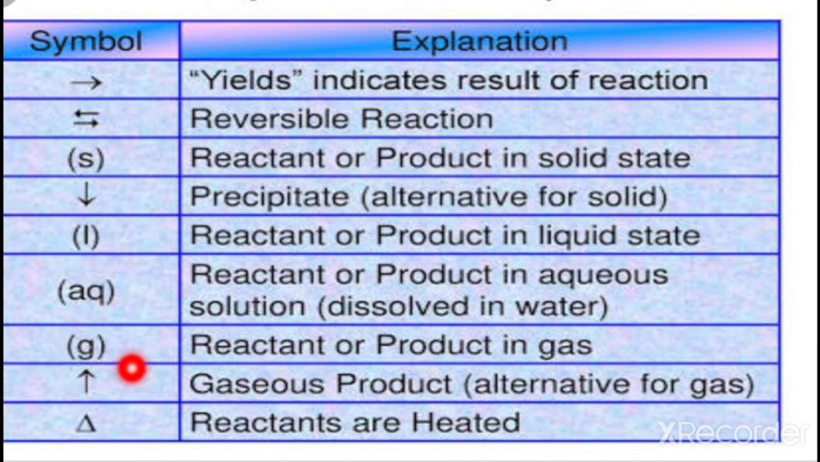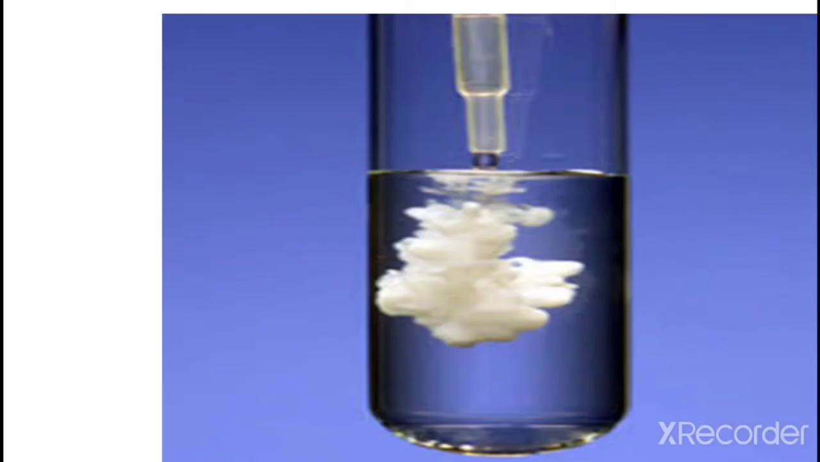And the triangle, as we already said, represents heating. And what is a precipitate? A precipitate is a solid that separates when a solution is added to another.